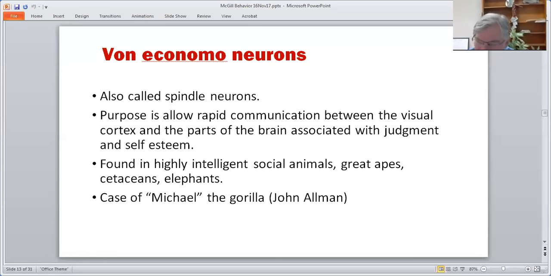And gorillas typically have, in terms of these von Economo neurons, about 5% of the amount that humans have. Michael died, and John Allman did the autopsy and found that Michael had about 65% of the amount of these neurons that humans have. As he's said, it's only a sample of one, but it's still pretty remarkable.